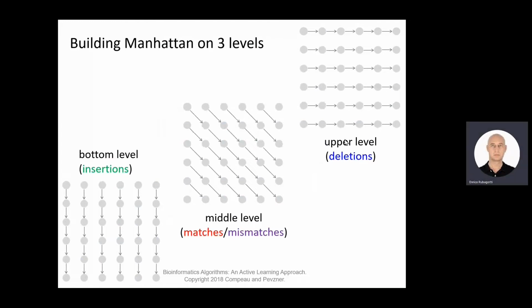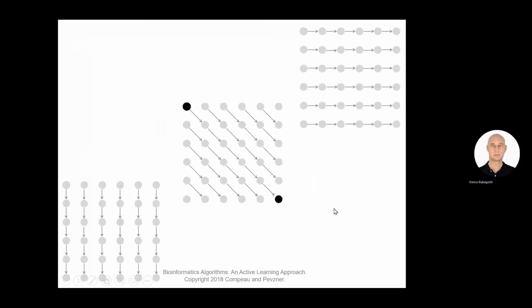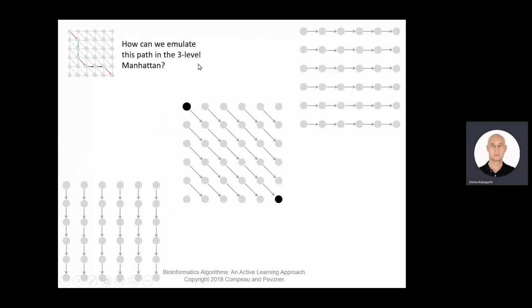A bottom level, where we have only the insertions. A middle level where we have matches and mismatches. And an upper level where we have deletions. And we wish to emulate this path in the 3-level Manhattan.